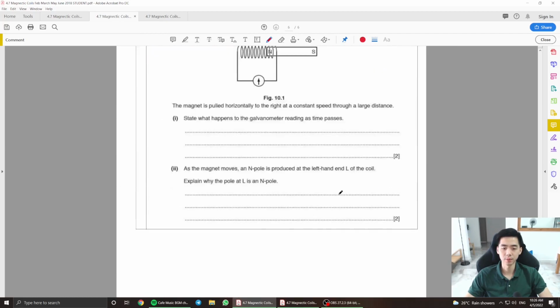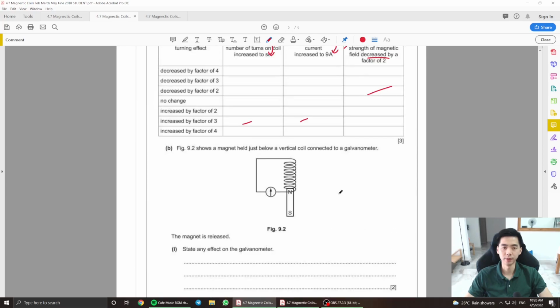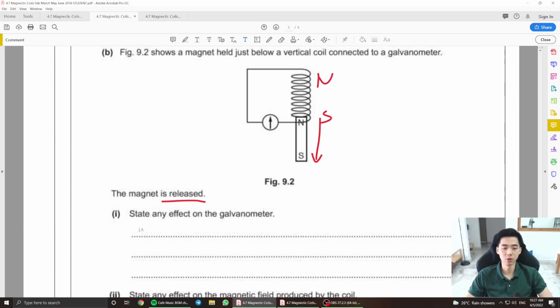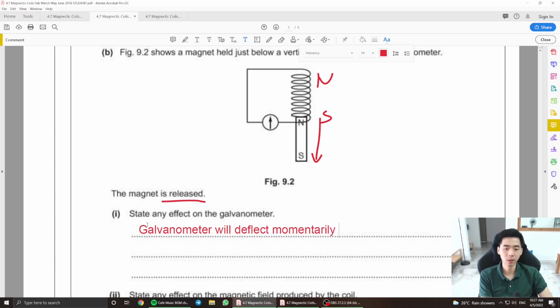Moving on to the next part, which is almost the final part here. Figure 9.1 shows the magnet held just below a vertical coil connected to a galvanometer. The magnet is released, so it's going to produce a temporary south and a temporary north here. State any effects on the galvanometer. Obviously what's going to happen is the galvanometer will deflect momentarily and then return to position 0. Why will it return to position 0? Because this is just one motion, right?